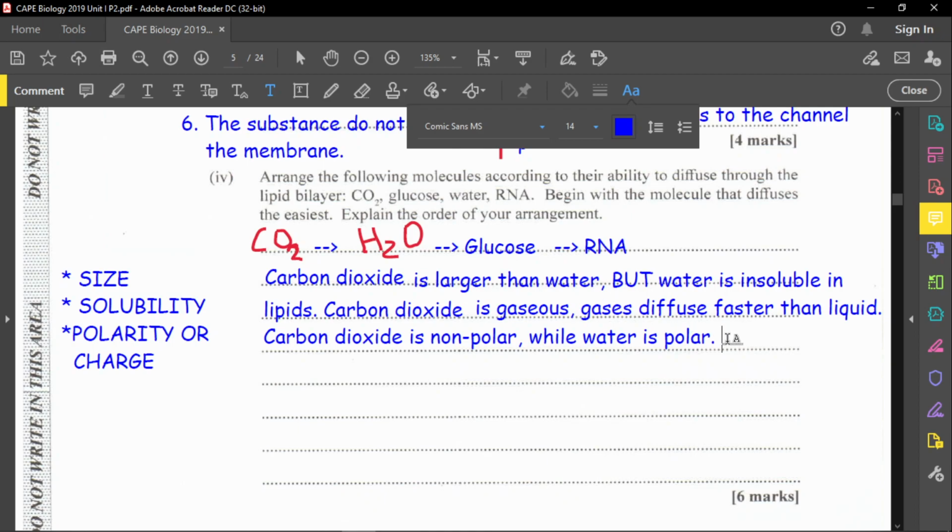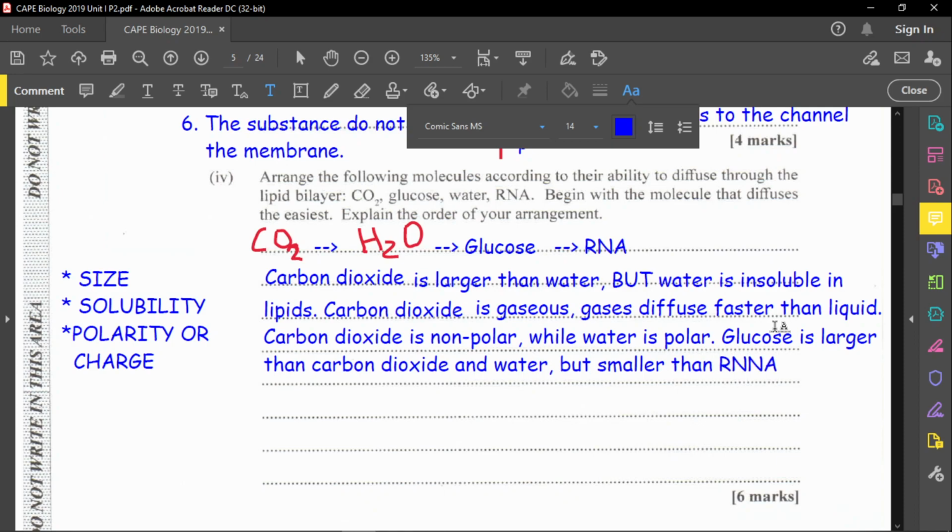All right, glucose now is larger than water and carbon dioxide, but it's smaller than RNA. So glucose is larger than carbon dioxide and water, but smaller than RNA, because RNA is a larger and more complex structure.